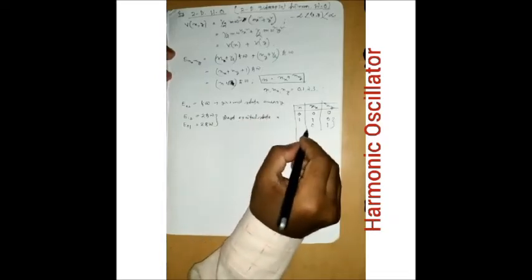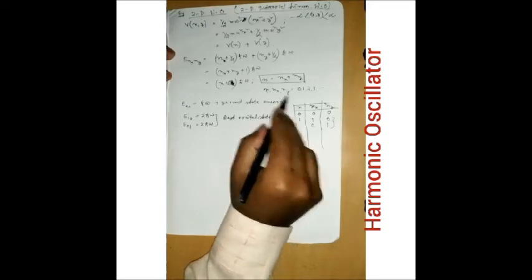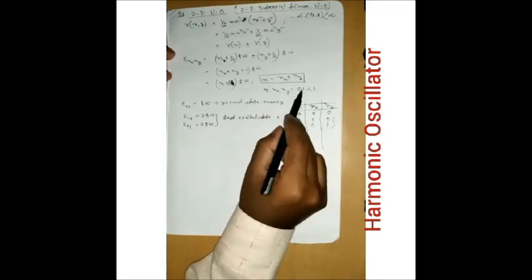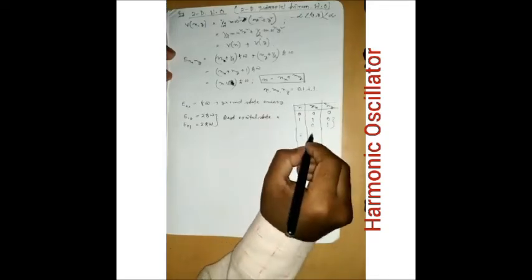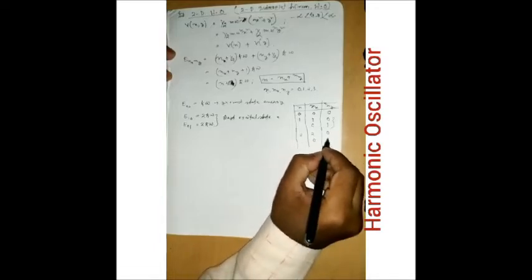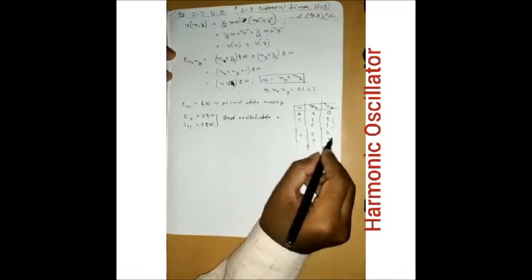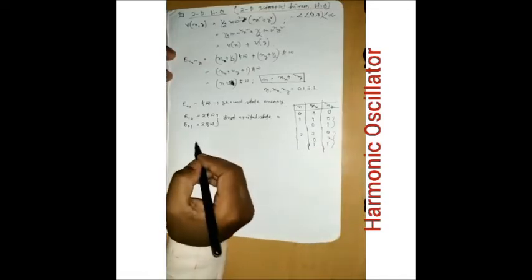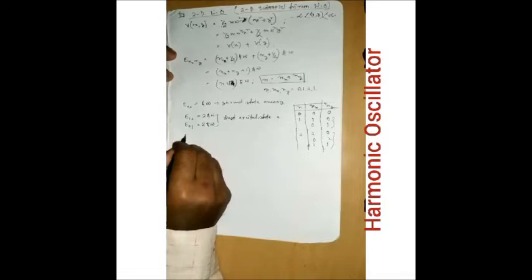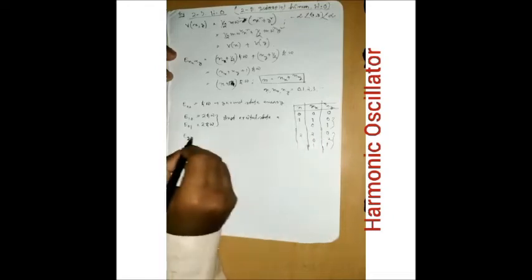So when n equals 2, how many combinations will there be for nx and ny? I can write 2 plus 0, or 0 plus 2, or 1 plus 1. All these values are possible. 3 combinations will be there, or I can simply write E20, E02, and E11. Let us take E20 step by step.